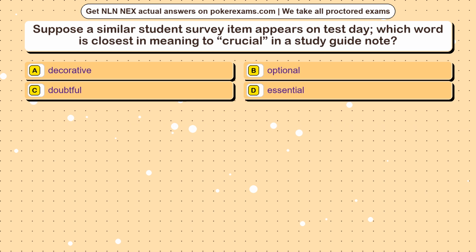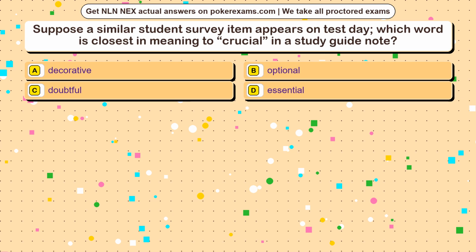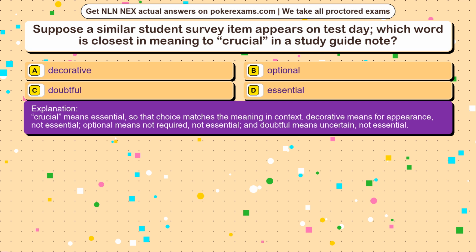Question 7. Suppose a similar student survey item appears on test day. Which word is closest in meaning to crucial in a study guide note? Option A, decorative. Option B, optional. Option C, doubtful. Option D, essential. The correct answer is option D. Crucial means essential, so that choice matches the meaning in context. Decorative means for appearance, not essential. Optional means not required, not essential, and doubtful means uncertain, not essential.